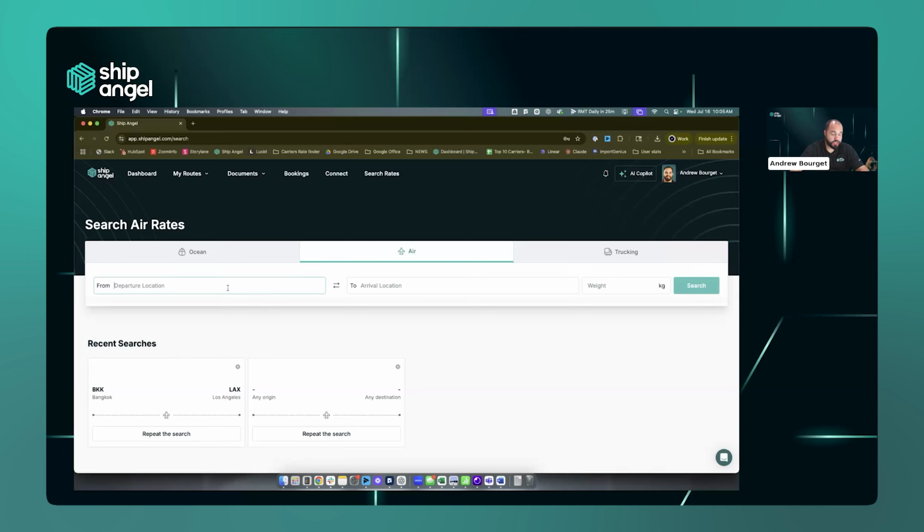And so inside the air section, what we can do is put in any origin or destination that we want to search from, both from a warehouse location, whether that be a door location, or we can utilize the airport locations. Everyone's air freight works a little bit differently. Most are moving on a door-to-door basis. Some are still moving on a port-to-port basis or an airport-to-airport basis.